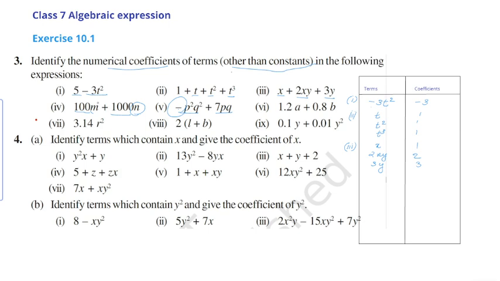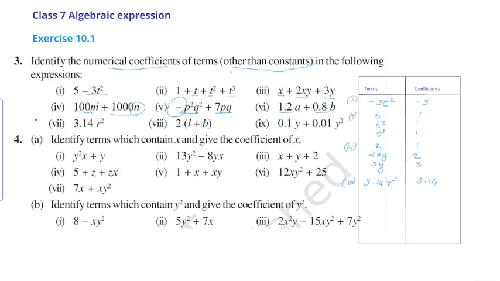Now, consider the next question. Similarly, the numerical coefficient over here is 1.2 because the variable is a, and here the variable is b. So, what is the numerical coefficient? 0.8. Now, consider the seventh question. In the seventh question, we have 3.14 r square. How many terms are there? Only one term is there, 3.14 r square. What is the coefficient here? 3.14 is the numerical coefficient.